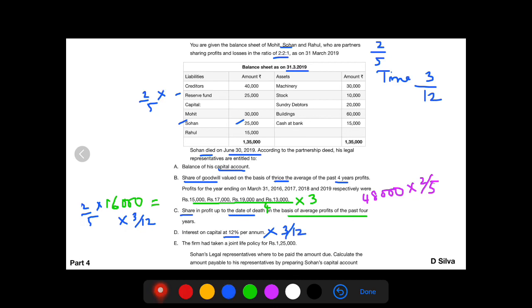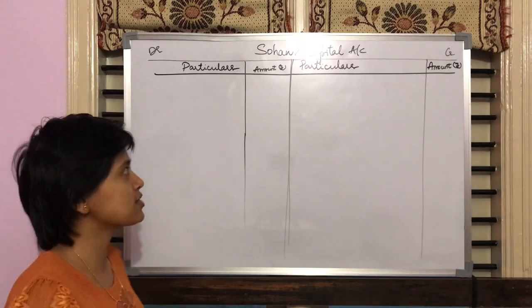The last point, the firm had taken a joint life policy for rupees 1,25,000. If you read it carefully, it is the firm which had taken the joint life policy. So the firm's policy amount is 1,25,000. So you need to give only Sohan's share, which is nothing but 2 by 5. Students, let's prepare Sohan's capital account.